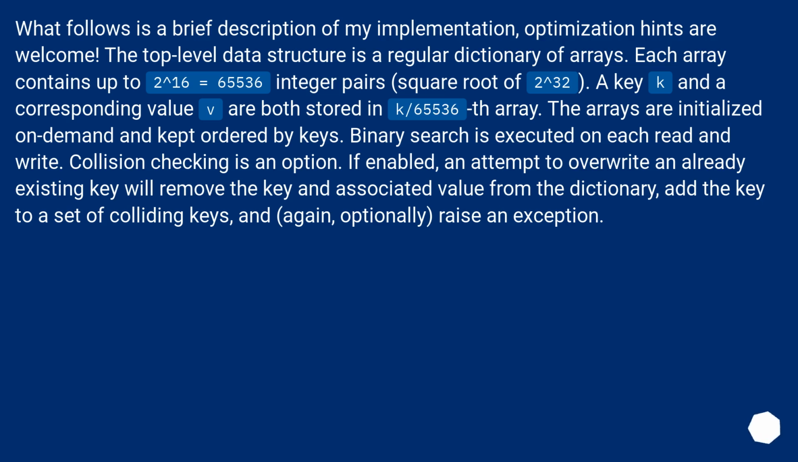Collision checking is an option. If enabled, an attempt to overwrite an already existing key will remove the key and associated value from the dictionary, add the key to a set of colliding keys, and, again, optionally, raise an exception.